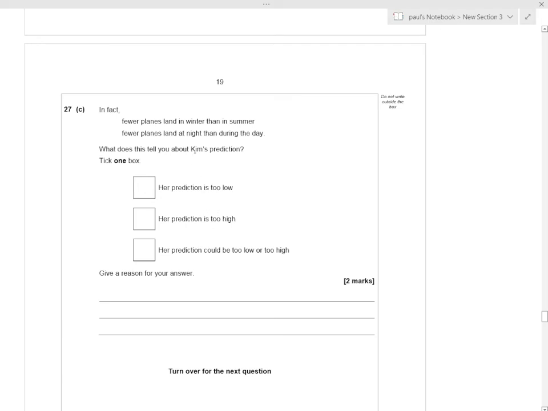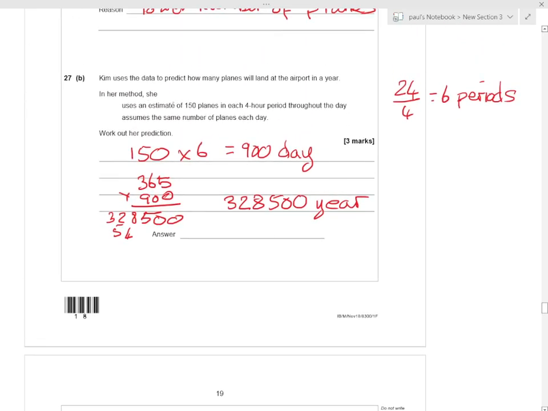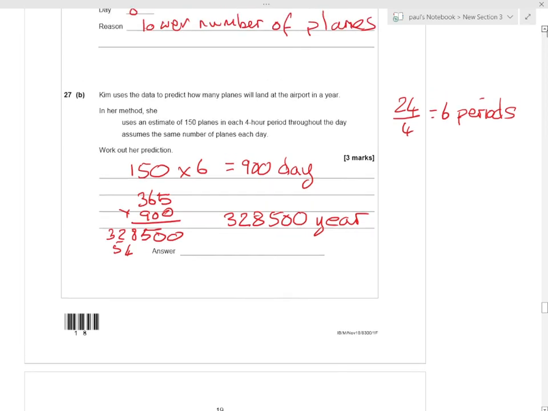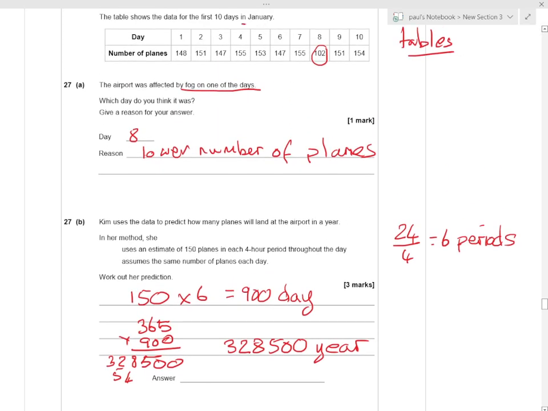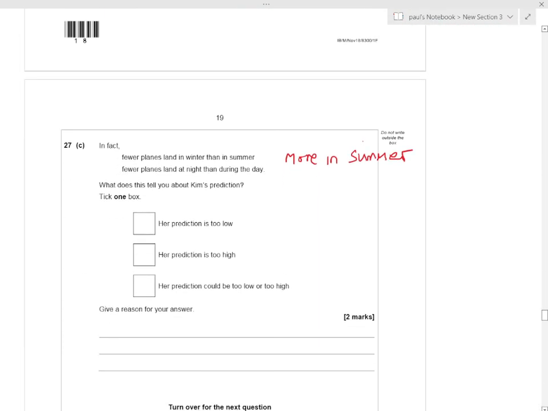so hang on, listen. Fewer planes land in the winter than the summer, so there could be more in the summer. Because when did she do this survey? That's the key thing, isn't it? Let's go right back. January. So she did that in January. She had to go all the way back to that to find the answer. So because she did this in January, and if there are more planes in the summer, she's too low.